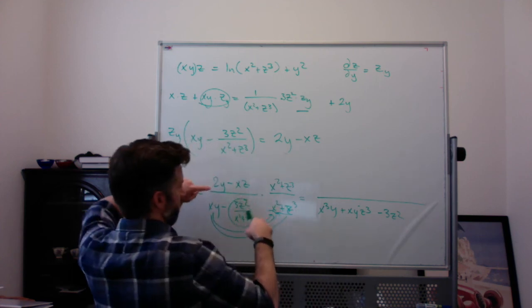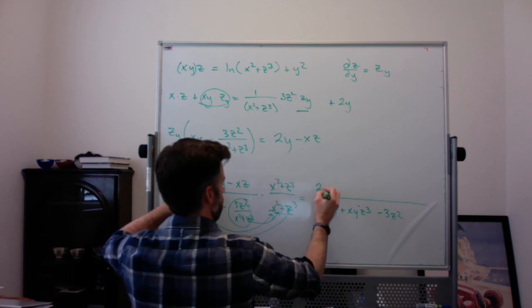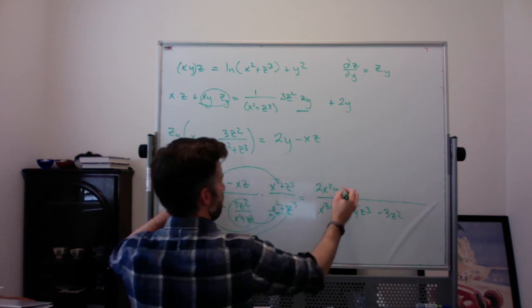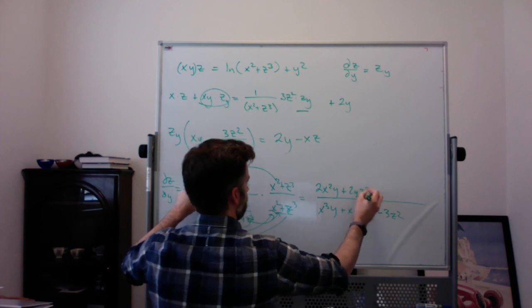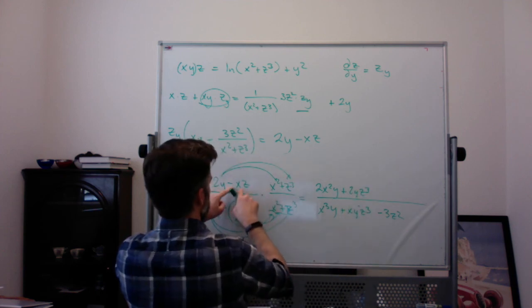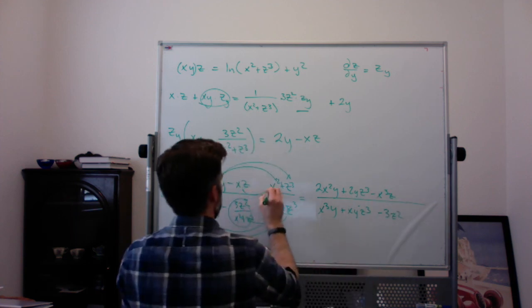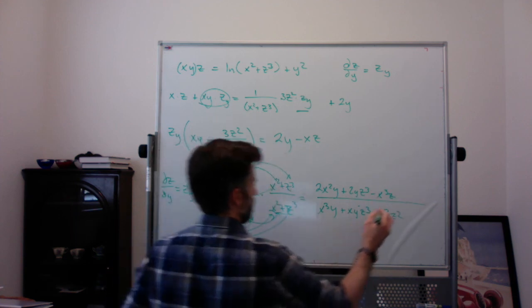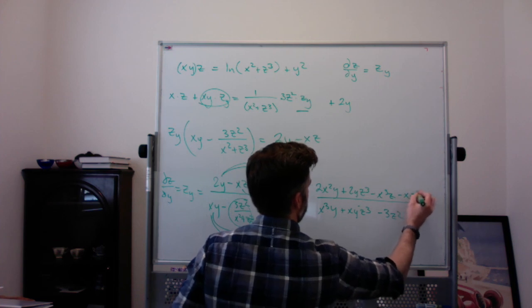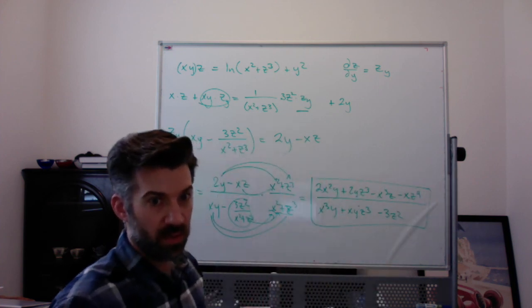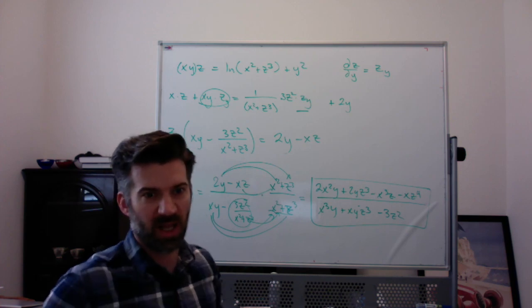And then on top you have to FOIL that, so you get 2yx squared, or 2x squared y. You get 2yz cubed. You get minus xz times x squared, which is minus x cubed z. And minus xz times z cubed is minus xz to the 4th. So that's how you would do an example like that with implicit differentiation. Hope that helps clarify things.